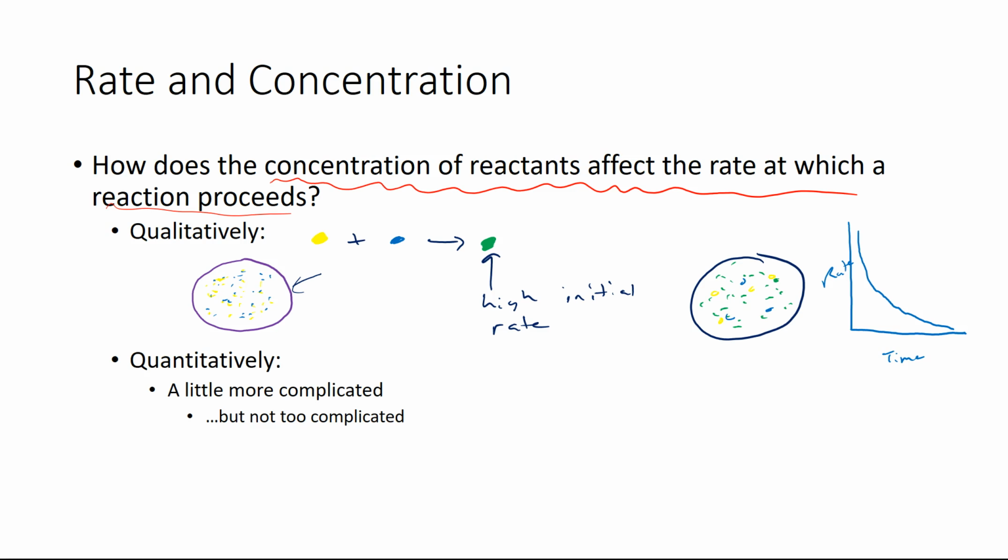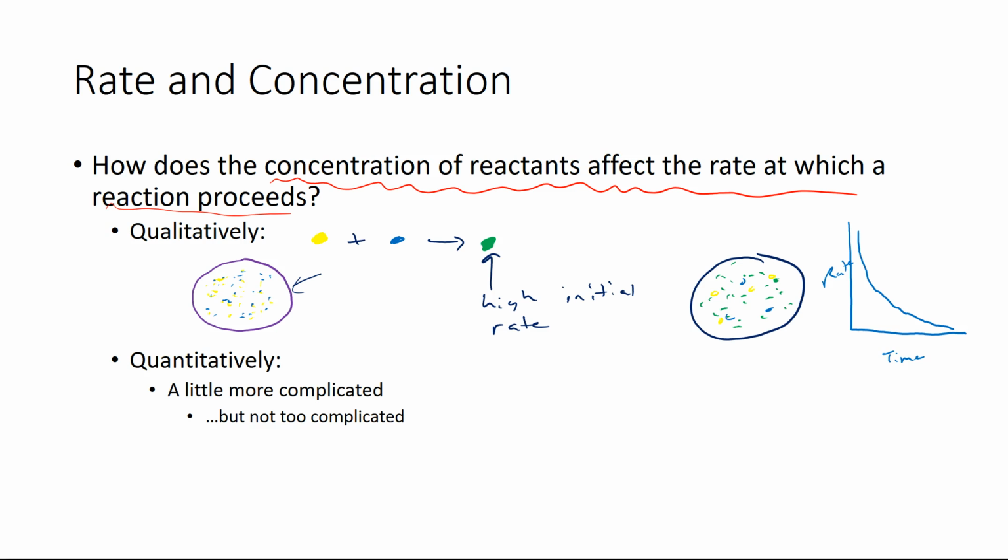Okay, and so I feel like at this point you guys can probably wrap your minds around that piece fairly easily, right? Our rate goes down because there's fewer collisions between the reactant particles, and that's simply because there are fewer reactant particles present to actually bump into each other. Okay?